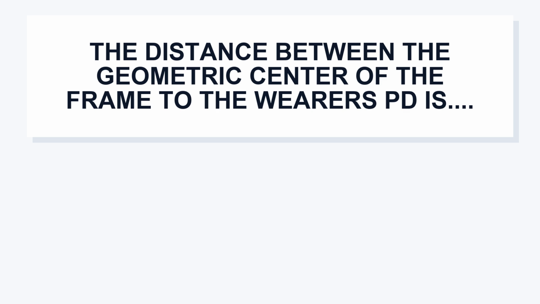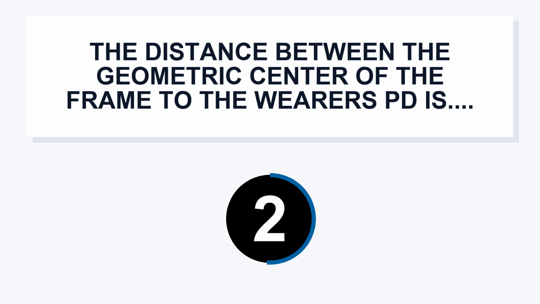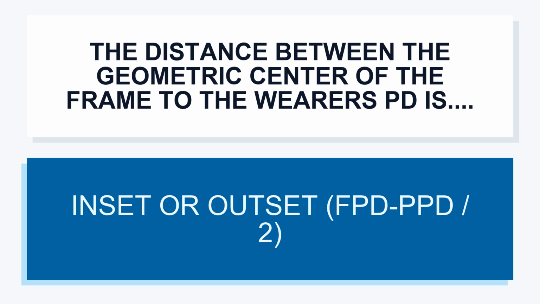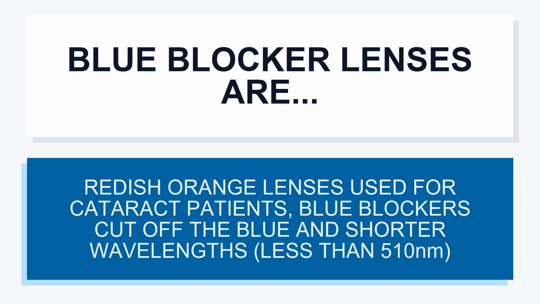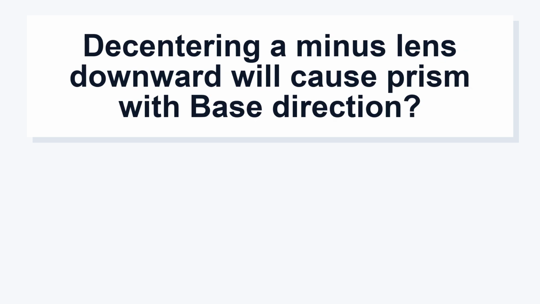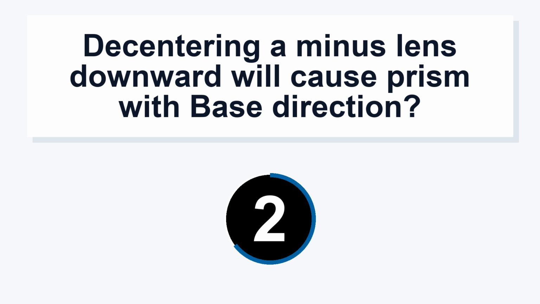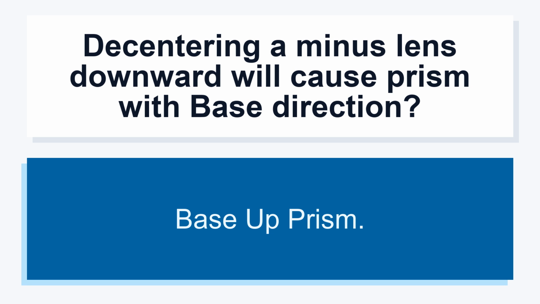The distance between the geometric center of the frame to the wearer's PD is inset or outset, FPD/PPD/2. Blue blocker lenses are reddish-orange lenses used for cataract patients. Blue blockers cut off the blue and shorter wavelengths, less than 510 nanometers. Decentering a minus lens downward will cause prism with base direction. Base-up prism.